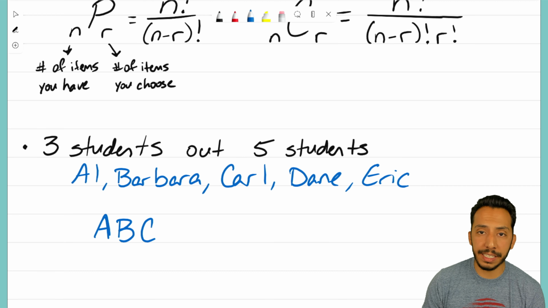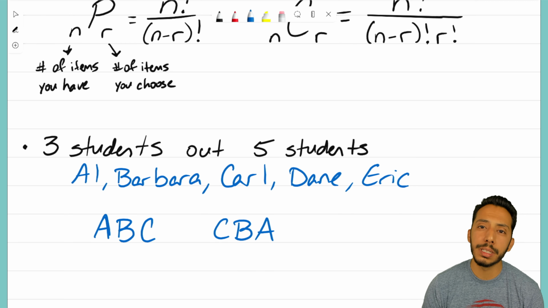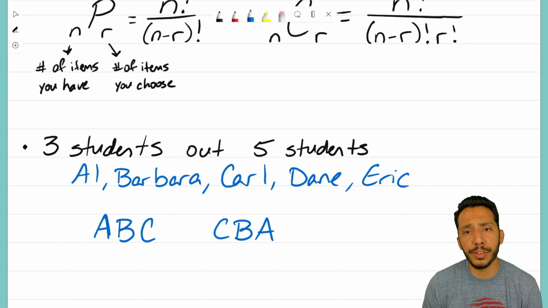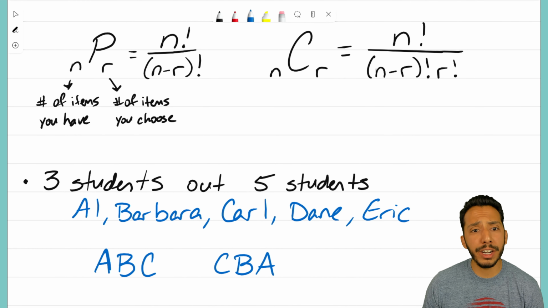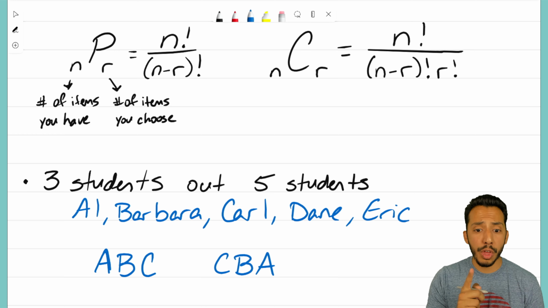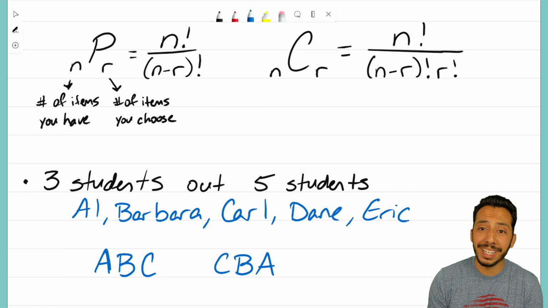Is that any different from me picking Carl first, then Barbara, then Al? Does that order actually matter? Or does it not matter who I pick first as long as I have those 3 kids? I think it's the latter here. I don't think the order matters here because I just need 3 students to help me. In this case, those 2 options there are really the same, right?